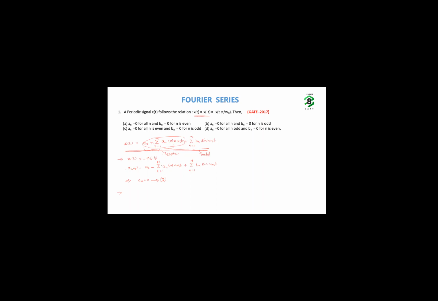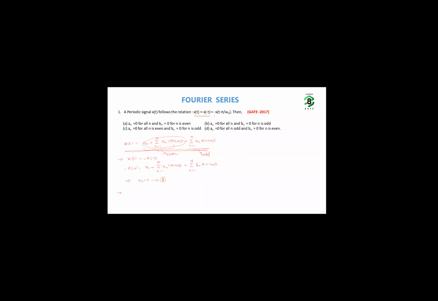And above that, they are keeping another condition, where the first half of the signal has some relation with the other half of the signal, which is called half-wave symmetry. They are saying x of t will be equal to minus x of t minus T by 2. So let us follow this condition: in place of t here, substitute t minus T by 2.